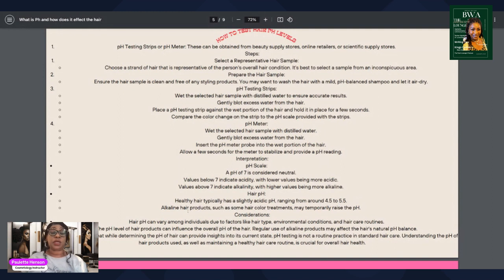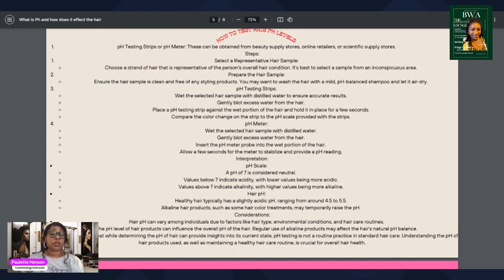Now, hair pH: healthy hair typically has a slightly acidic pH ranging from 4.5 to 5.5. It can also vary among individuals due to factors like hair type, their environmental conditions, where they live, that type of thing, and their hair care routines. The pH level of hair products can influence the overall pH of the hair. Regular use of alkaline products may affect the hair's natural pH balance.